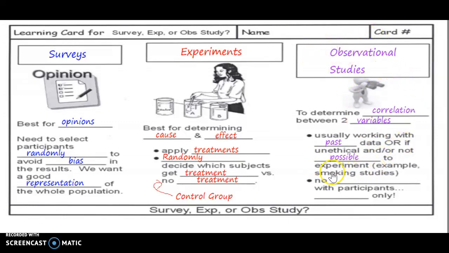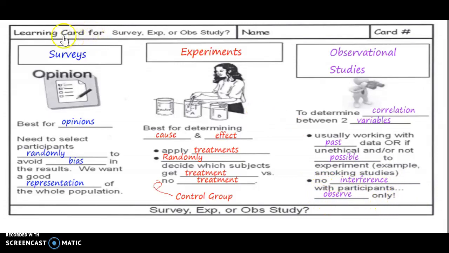An example of that would be studies on smoking. We don't want to run an experiment and tell people to smoke cigarettes or tell people to endanger their lives because we know that smoking is bad for you. But we can look at people and observe people that are smokers, and that would be an observational study. The key to an observational study is also that there is no interference with the participants. The researcher will observe only.